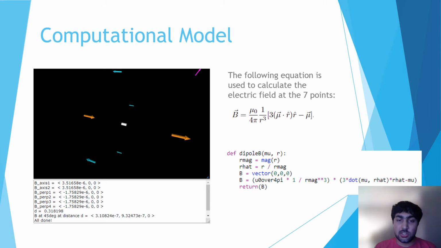This is the computational model for this experiment. The following equation was used to calculate the magnetic field at the 7 points shown by each arrow. This equation was translated into this function below to calculate the magnetic field. The teal arrows are perpendicular to the axis of the magnet, and the orange arrows are on the same axis. The magenta arrow is at the 45-degree angle.